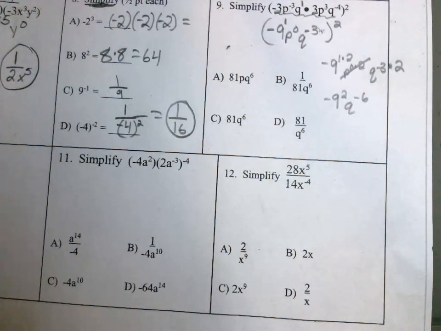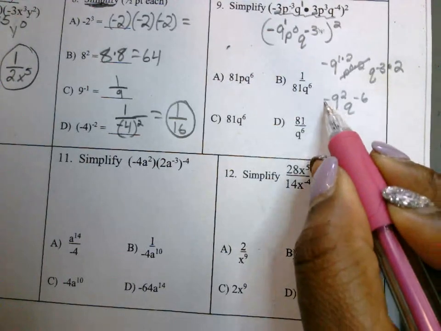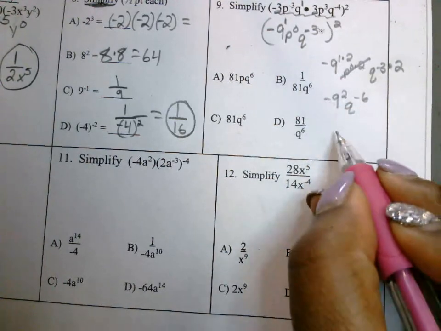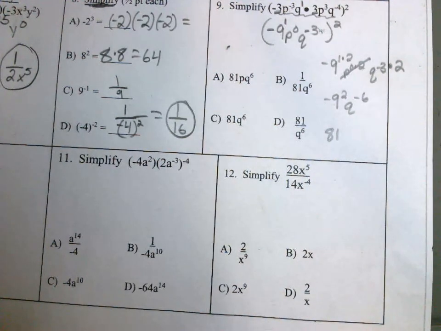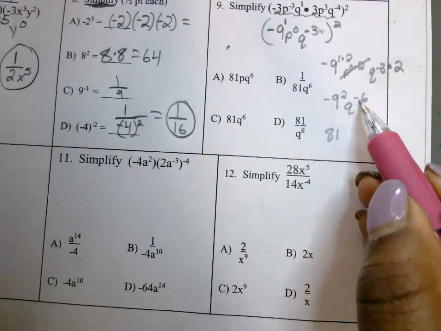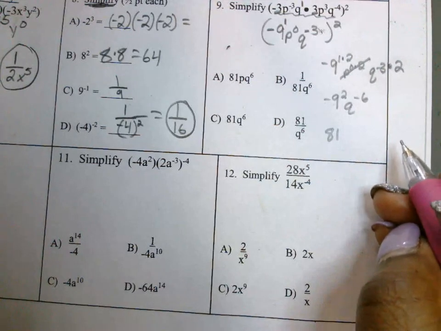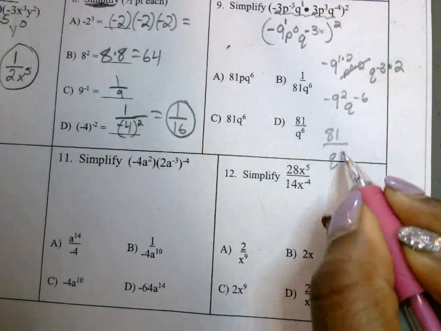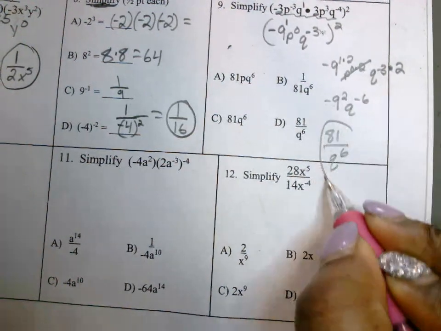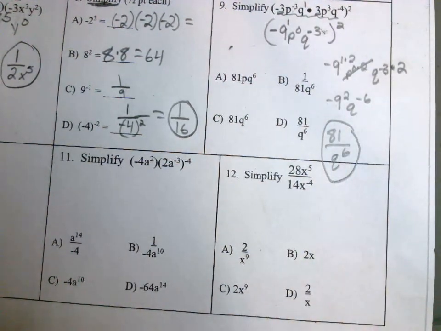All right. How do we write this problem? What is going to be a negative 9 times a negative 9? Positive 81. How do you make this negative exponent a positive exponent? Put it on the bottom. Q to the now positive 6. What letter choice is that? D.